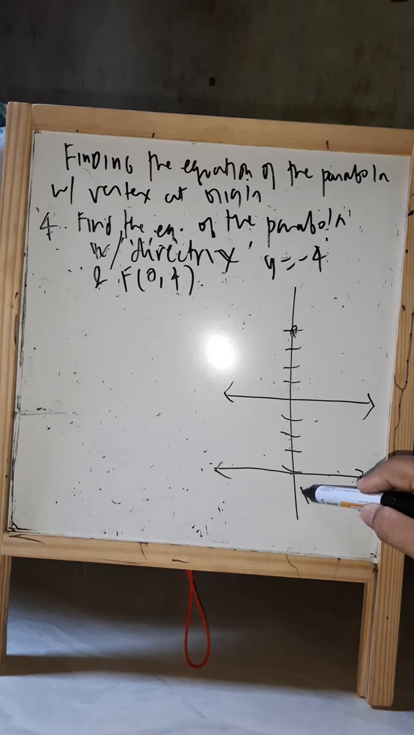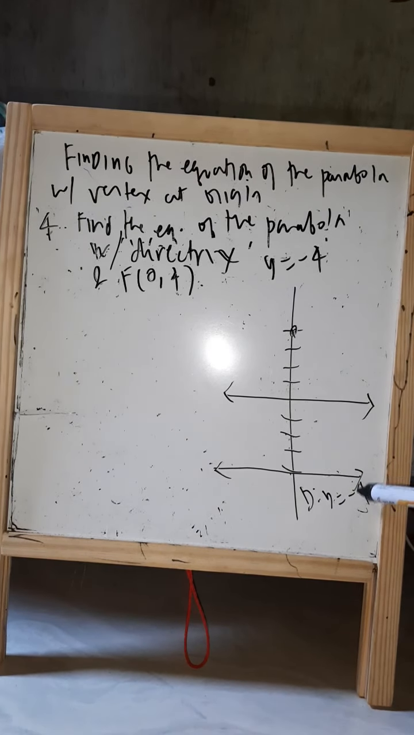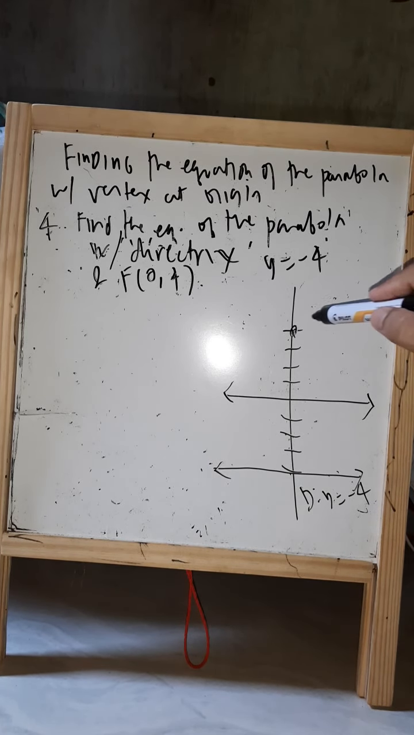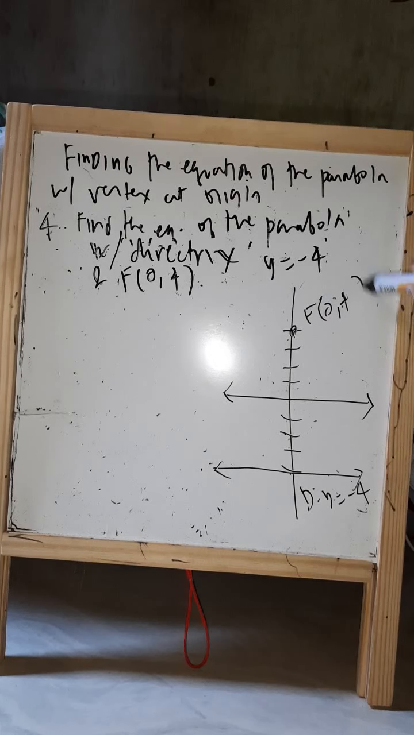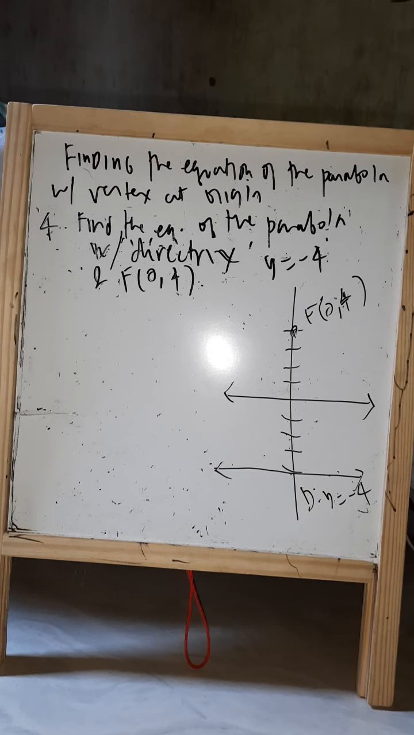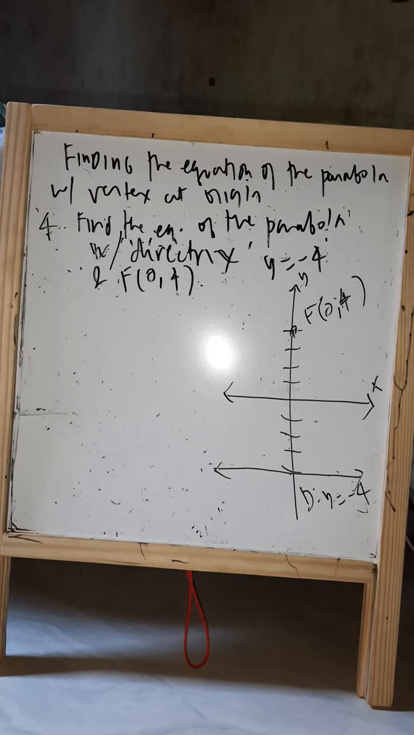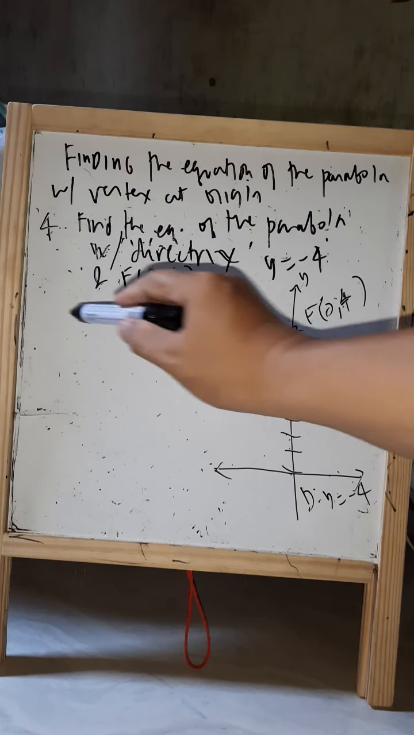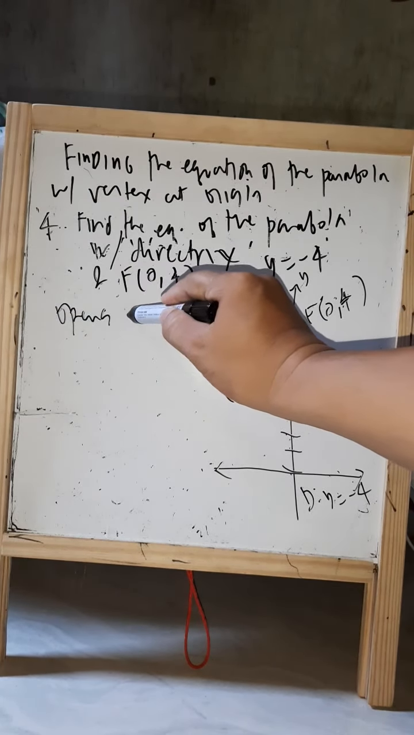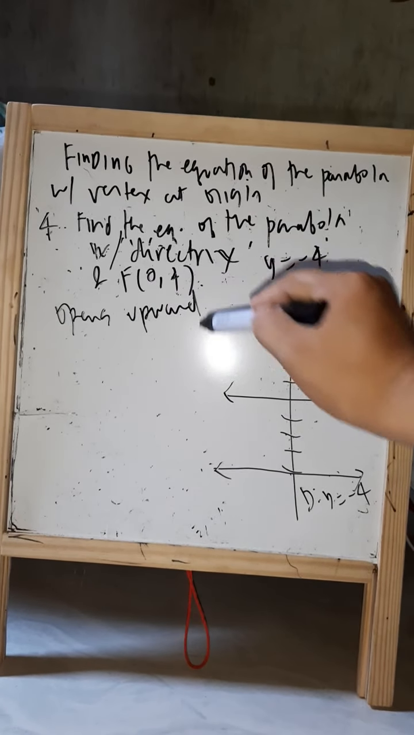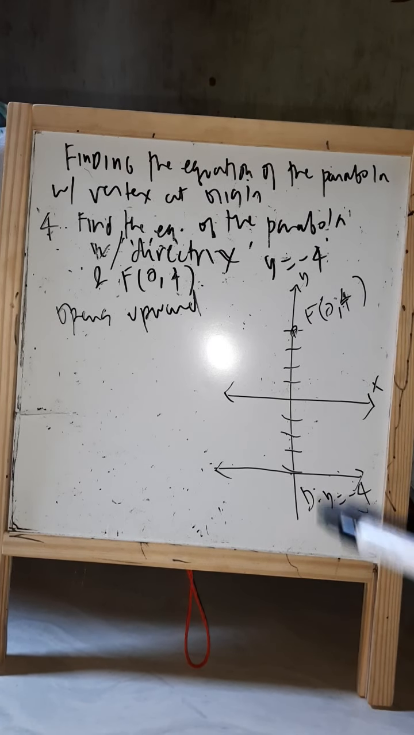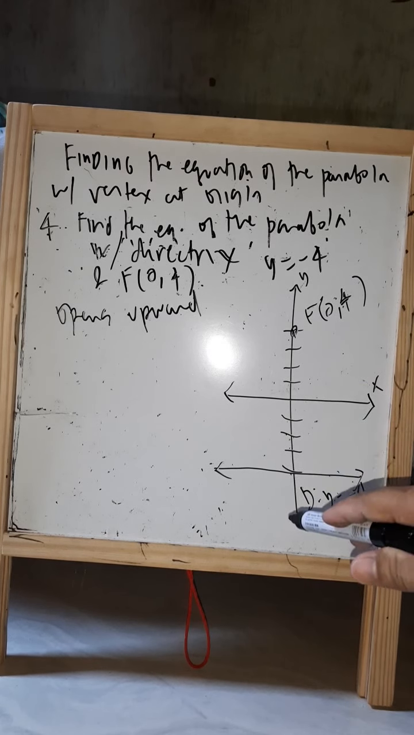So what do you think is the opening of this parabola? The focus is at (0, 4), while the directrix is the line y equals negative 4. This is the x-axis and the y-axis. Therefore, the opening is upward. The parabola opens upward because the focus is above and the directrix is below.